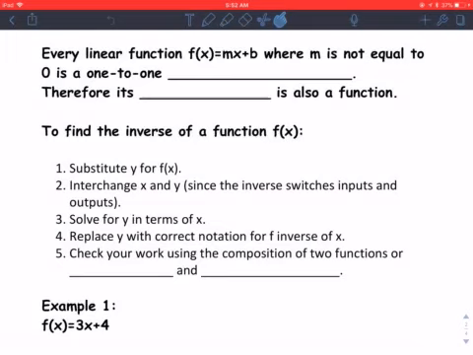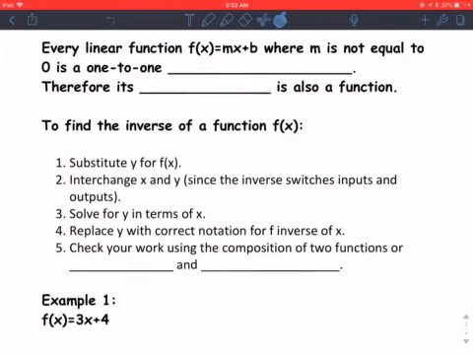Now on the second page of notes, every linear function f of x equals mx plus b, where m is not equal to 0, is a one-to-one function. Therefore, its inverse is also a function.